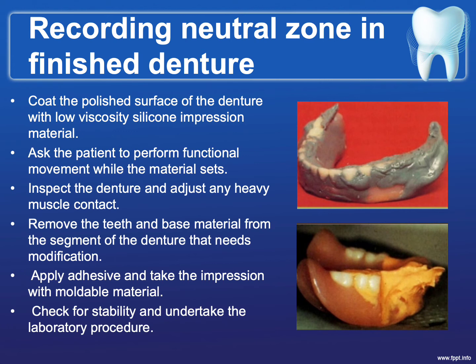Inspect the denture and adjust any heavy muscle contact. This is material, and in this area there is no impression material, so that means there is a heavy muscle contact, so it should be adjusted, making relief for this area of the denture. Remove the teeth and base material from the segments of the denture that need modification. Apply adhesive and make the impression with moldable material. Check for stability and undertake the laboratory procedure.